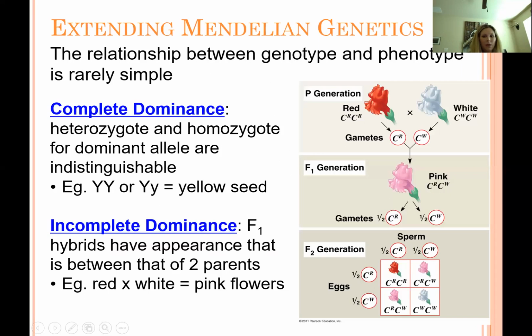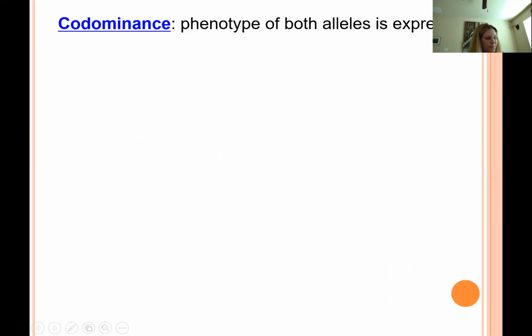Okay. Moving on to codominance. Same thing. We're working the problem the exact same way using a Punnett square, but instead of an in-between, codominance means you actually have 2 traits that are both dominant that will both be expressed.